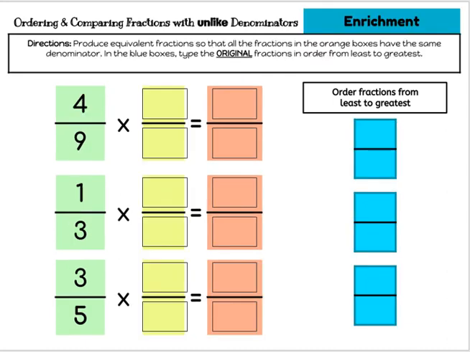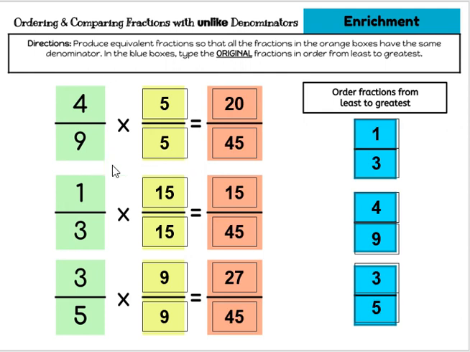All right, this one's a little tougher. 4/9, 1/3, 3/5. You figure out what you need to multiply by so that they have the same denominator. And then order your original fractions from least to greatest.